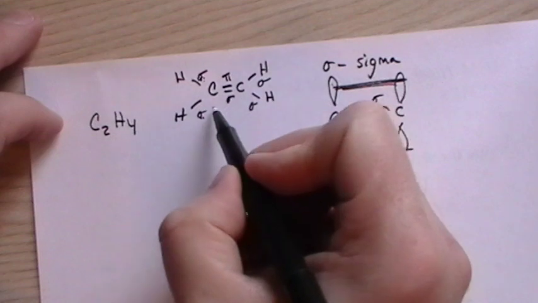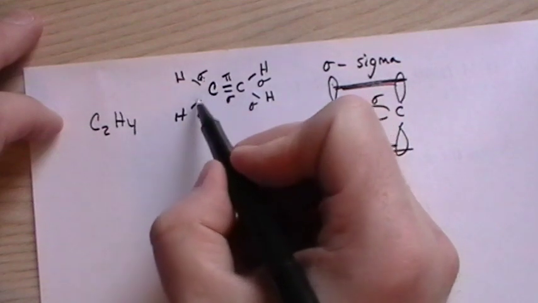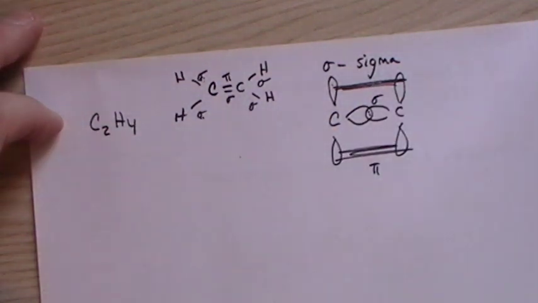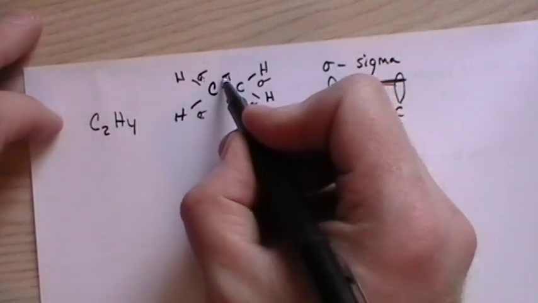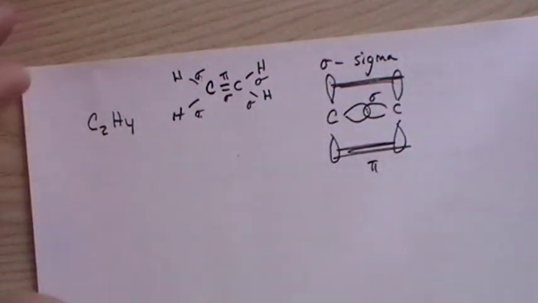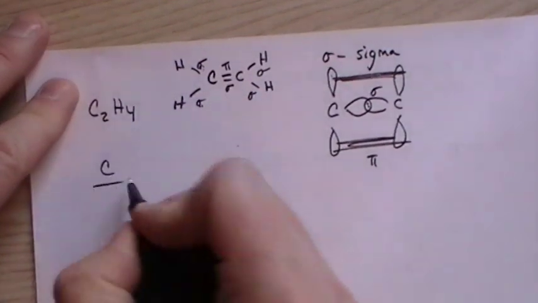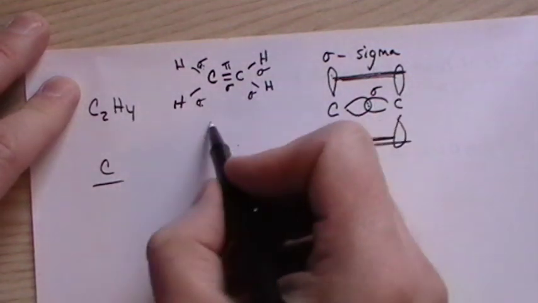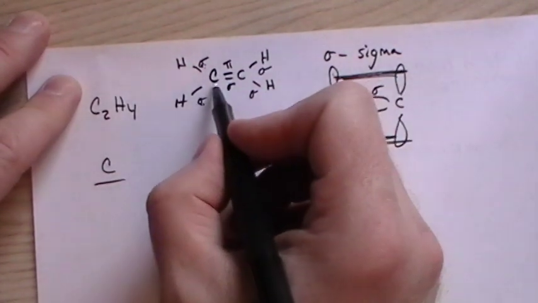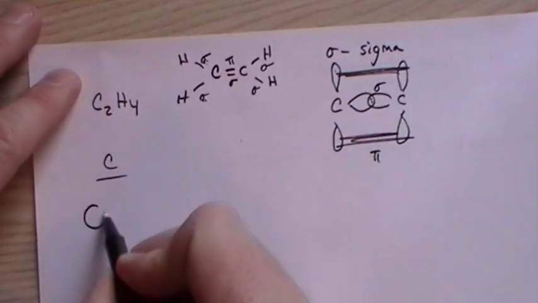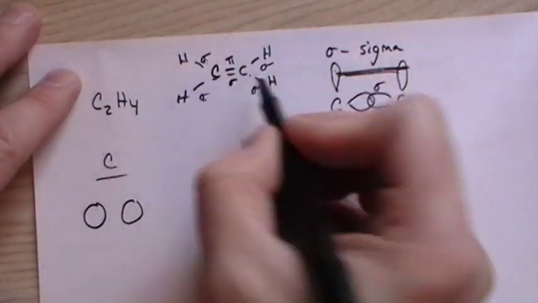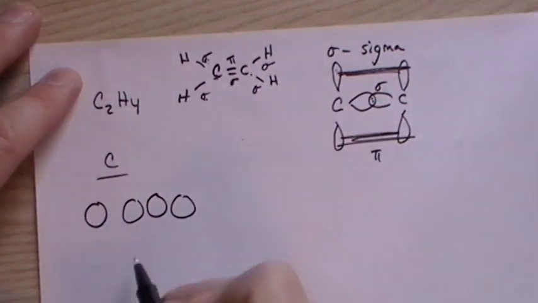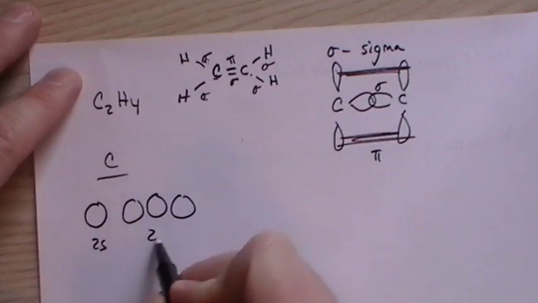For every sigma bond to an atom, we need a half-filled orbital that we hybridize. For every pi bond, we need one half-filled p orbital that we leave unhybridized. So look at the carbon. If it's true for one carbon, it's true for the other, so you only need to deal with one carbon here. If these were two different atoms, we'd have to do it for both, but this is 2s, 2p.